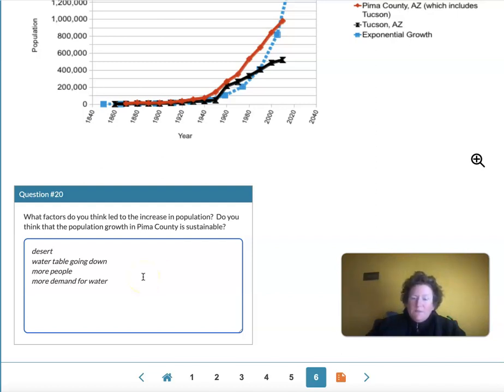Why do people move to the desert? We live in Minnesota here. I'm Dr. B and I live in Minnesota. It's cold in the winter. I have a lot of neighbors that go to Arizona in the winter. So that might explain why people would move to Arizona. But maybe they won't be able to stay there because maybe there won't be enough water.